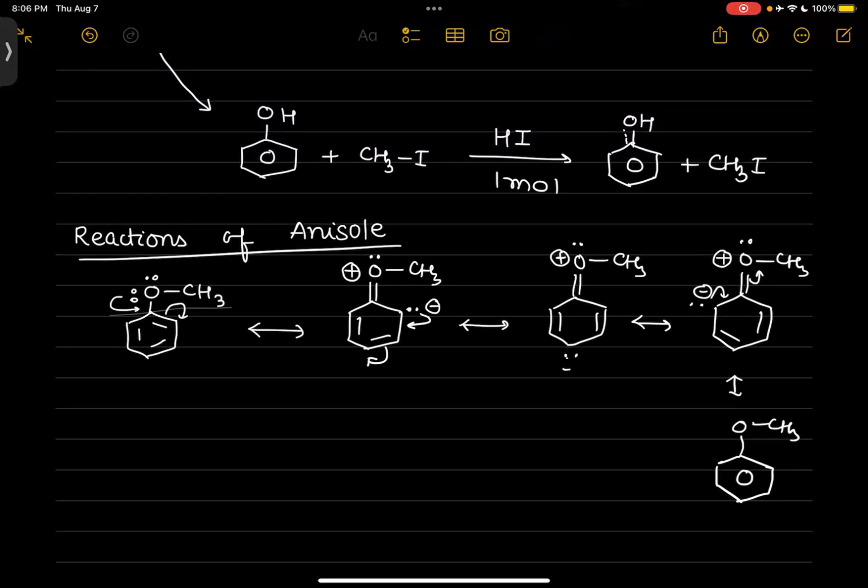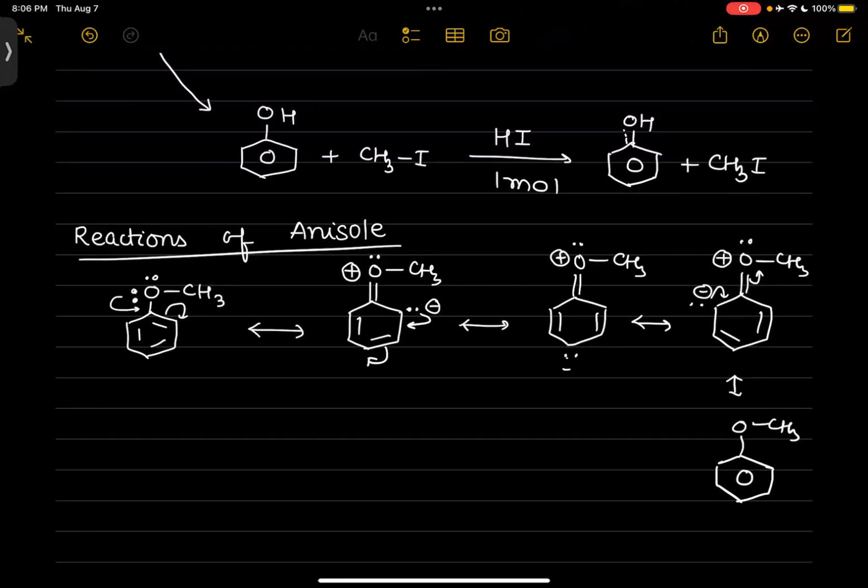Yeah, anisole. Is there any doubt related to the resonance structures of anisole? The lone pair of oxygen is there, and that lone pair gets into the benzene ring. It makes the benzene ring more electron rich. Got it?